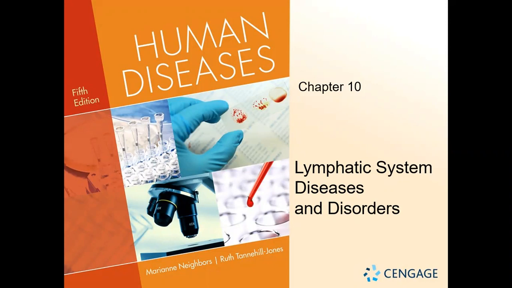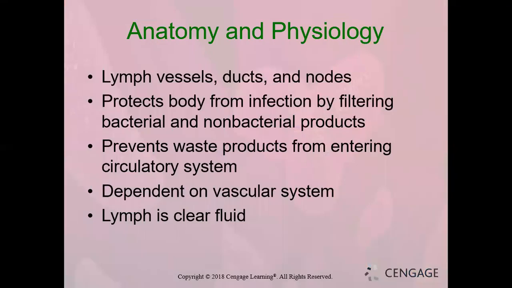It is important. So let's start with the anatomy and physiology. There are lymph vessels, ducts, nodes. This is what protects our body from infection. It filters bacterial and non-bacterial products. It prevents waste products from entering our circulatory system, and it is heavily dependent on the vascular system, which is our blood flow. And lymph is clear fluid.